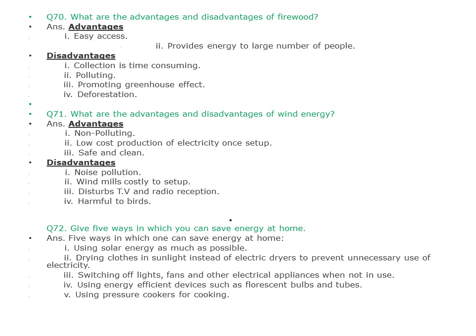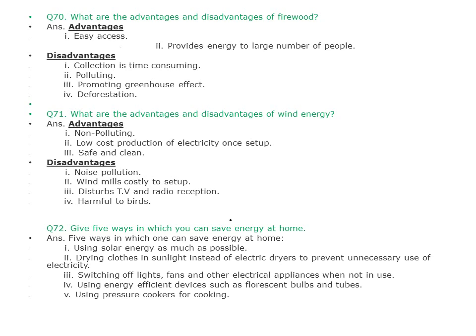What are the advantages and disadvantages of wind energy? Advantages: non-polluting, low cost production of electricity, once set up it is safe and clean. Disadvantages: noise pollution, windmills are costly to set up, they disturb TV and radio reception, and are harmful to birds.